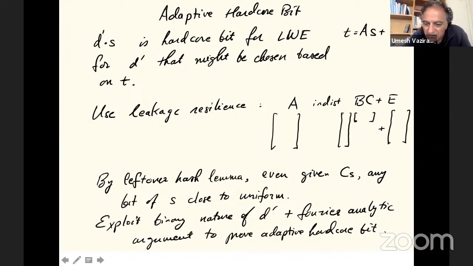Okay, so now what one can do is, again, use the binary nature of S and the Fourier analytic argument to prove that this is indeed an adaptive hardcore bit.